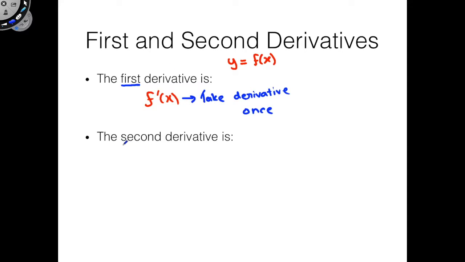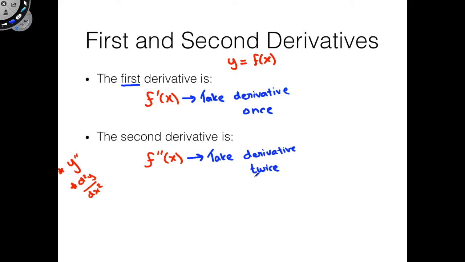The second derivative is commonly annotated as f double prime of x. And there's a whole bunch of other notations, like y double prime, d2y dx squared, and you'll probably see a whole bunch of others as well. But what they all mean is the second derivative. So what this does, as you might have guessed, is you take the derivative twice. That's basically what it is.